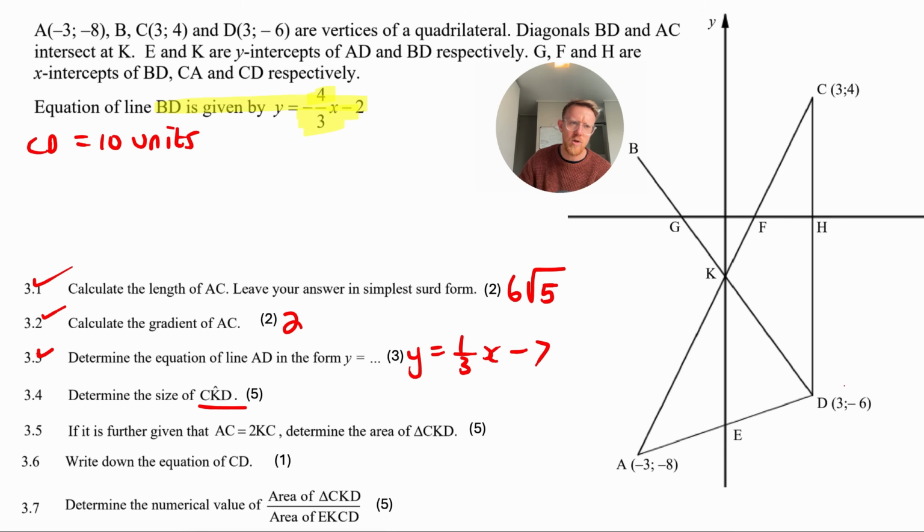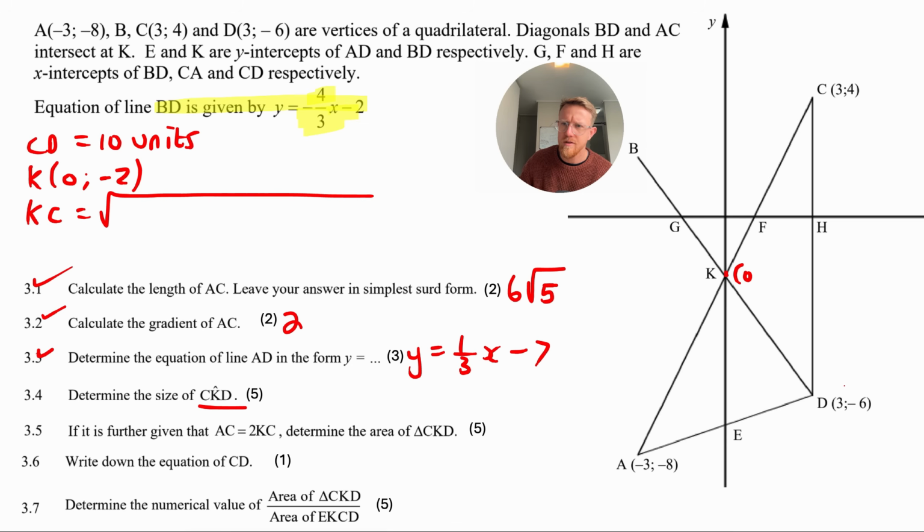So let's go get the coordinates of K. To get the coordinates of K, we've got the equation of this line over here. It's BD. And K is the y-intercept. So K's coordinates will be 0 and minus 2. If you didn't know that, you could get the y-intercept by making x 0, and you will get those coordinates over there. So then I can go get this length over here. So I can go get the length of KC.